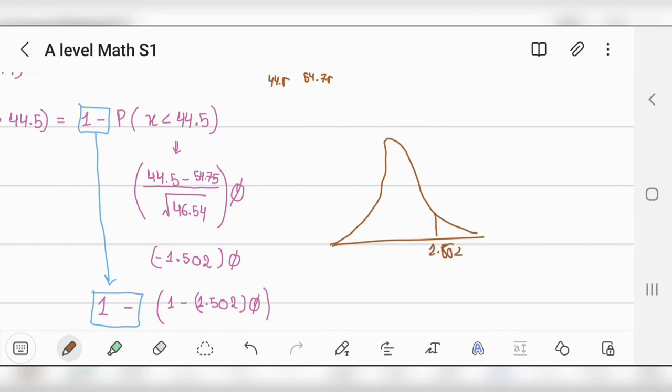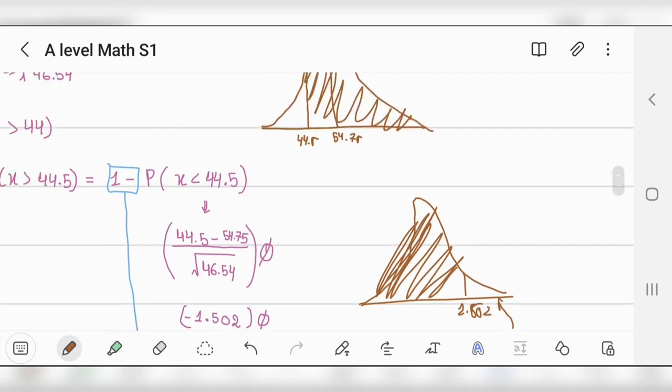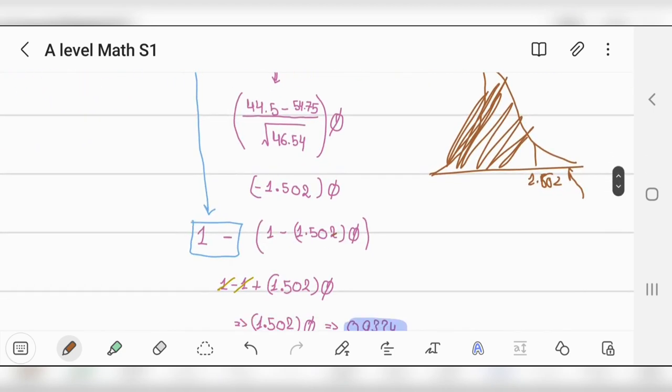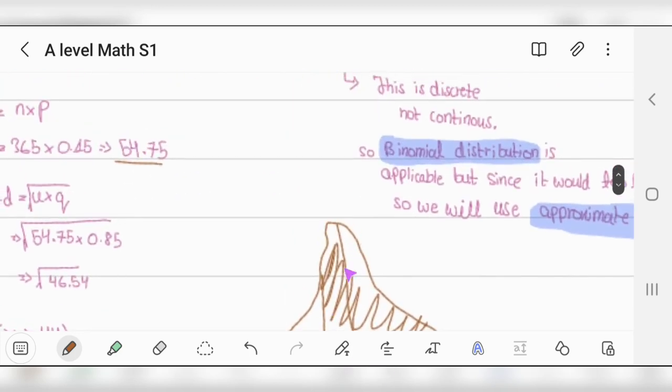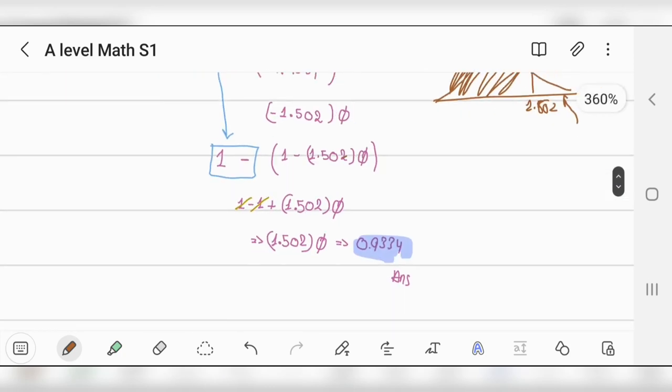So we got 1.502. And then you're going to take the probability of less than 1.502, and after taking the probability, you're going to do minus. So you're going to get this area, and this area is equal to this area. And then again, you're going to do minus from 1, and you will get the whole thing. So this is the answer.